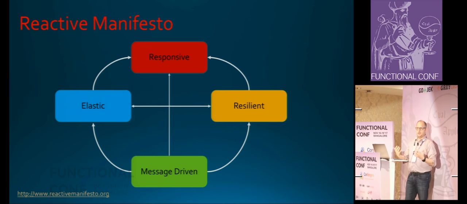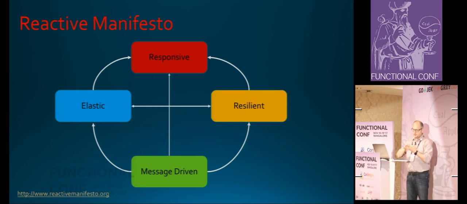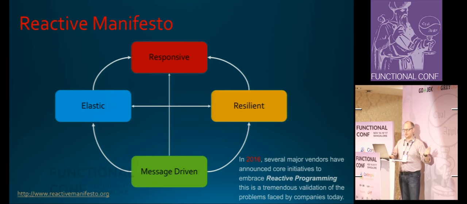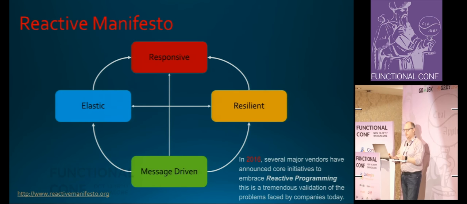Resilient is a system able to self-heal. Elastic is very interesting because it is a system able to expand, but also contract, based upon the requests, right? Message-driven means a reactive system uses asynchronous message passing to establish the boundary between components and to ensure loose coupling in your system. And in 2016, last year, these major vendors, such as Twitter and so forth, announced that they really embraced the Reactive Manifesto as a recipe to build reactive systems.